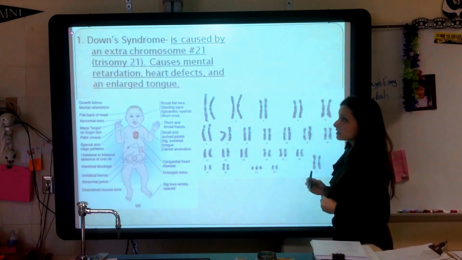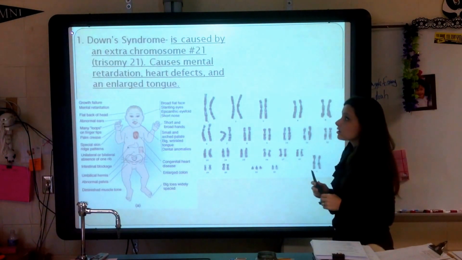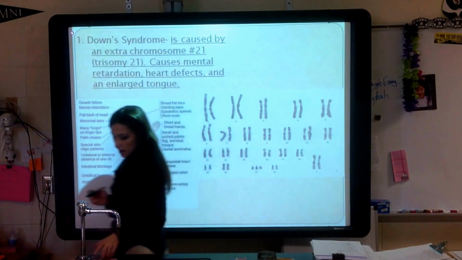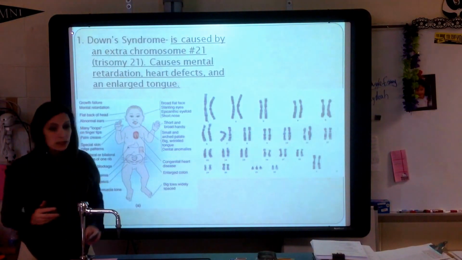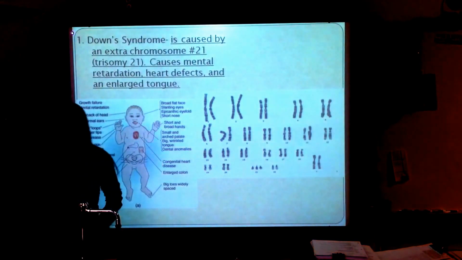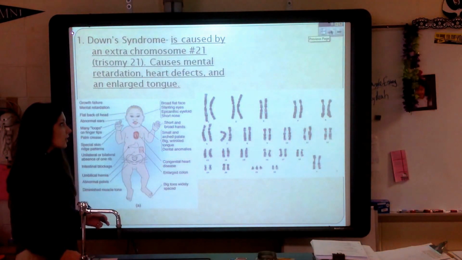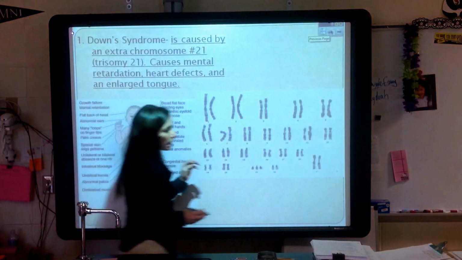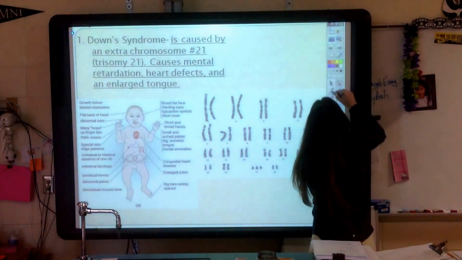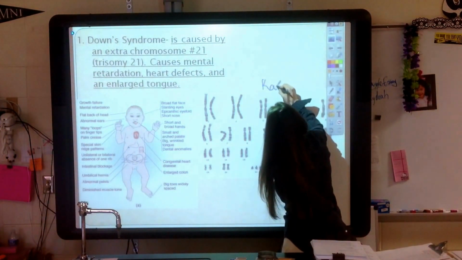The first disease or disorder that we're going to talk about is called Down syndrome. It's caused by having an extra chromosome number 21. So remember, you're supposed to have 46 chromosomes, 2 of each type. And so you can see that pretty clearly here in this picture. Now this picture is what's called a karyotype. So you have this picture of a karyotype in your notes.